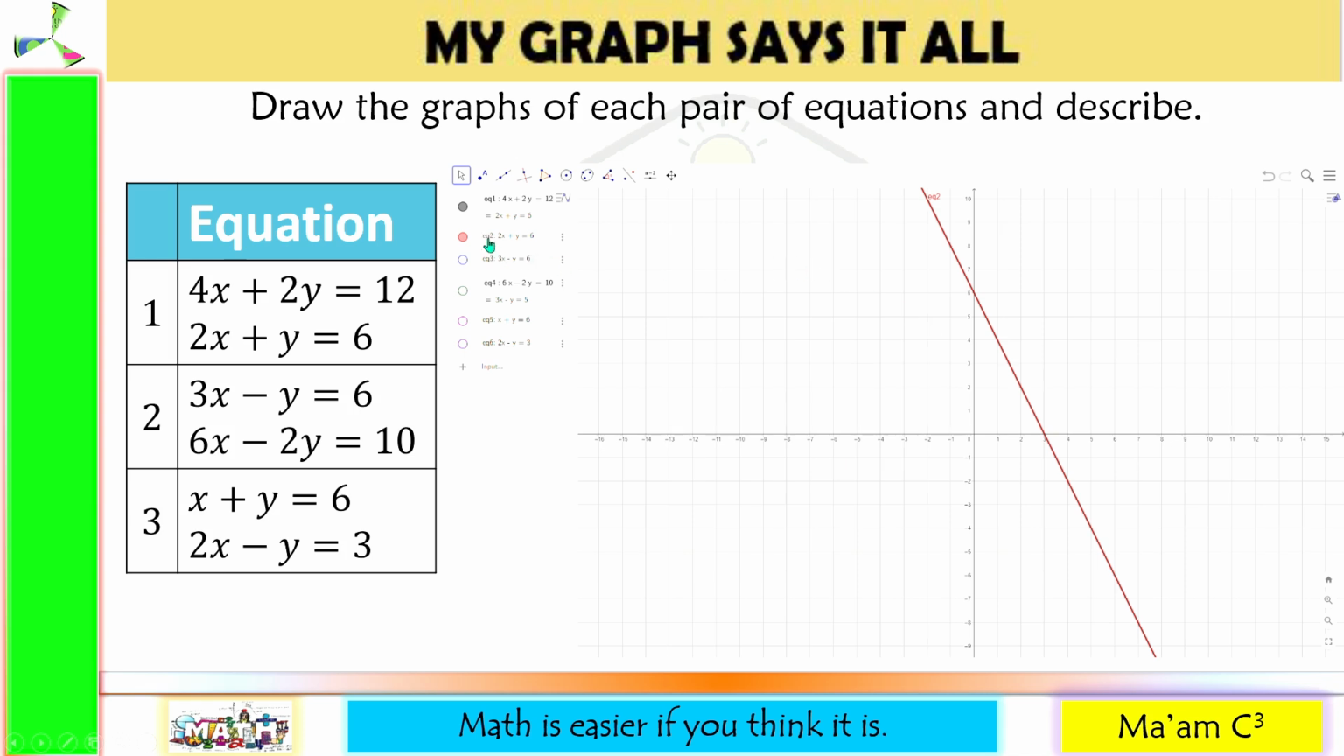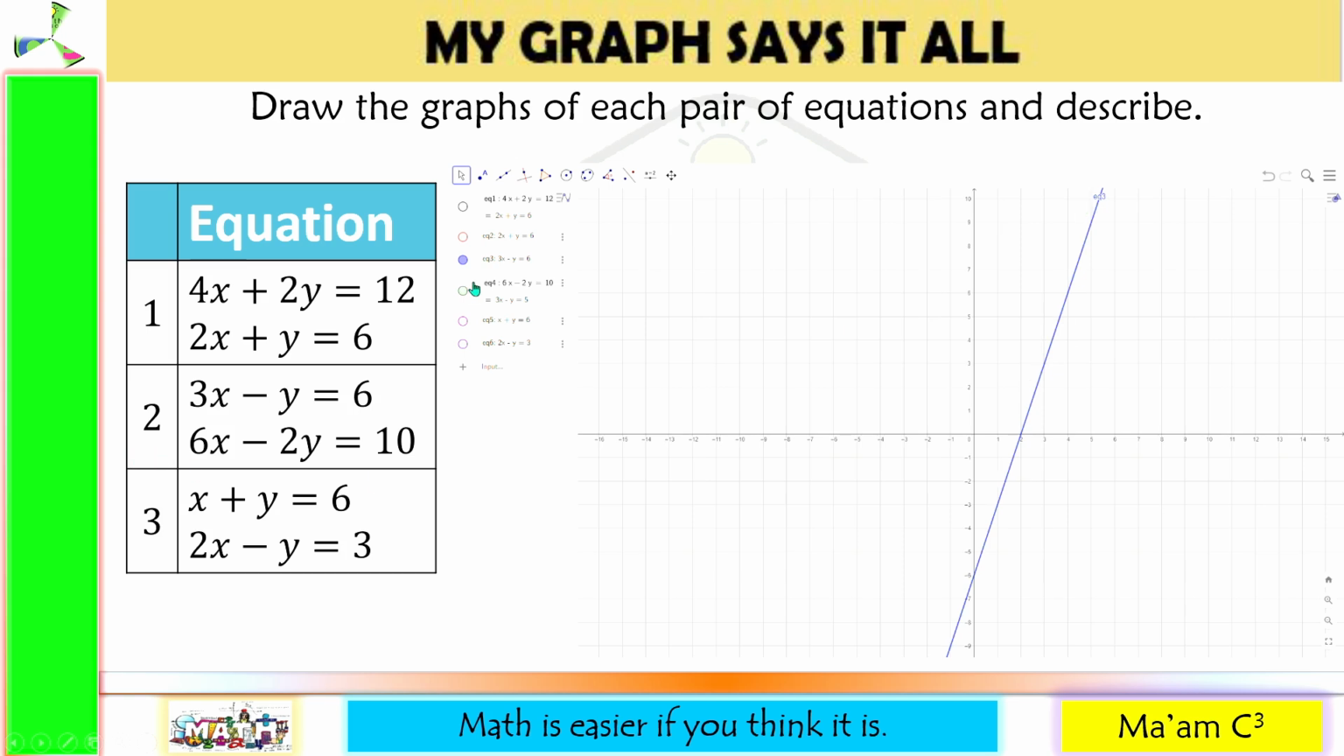Let us untick them. Let's have the second pair, 3x minus y is equal to 6, this one. And here is the graph. While the second equation for the second pair is 6x minus 2y is equal to 10. Here it is. Let us take this one. And what did we form? We form parallel lines. So this is the graph of the second pair.